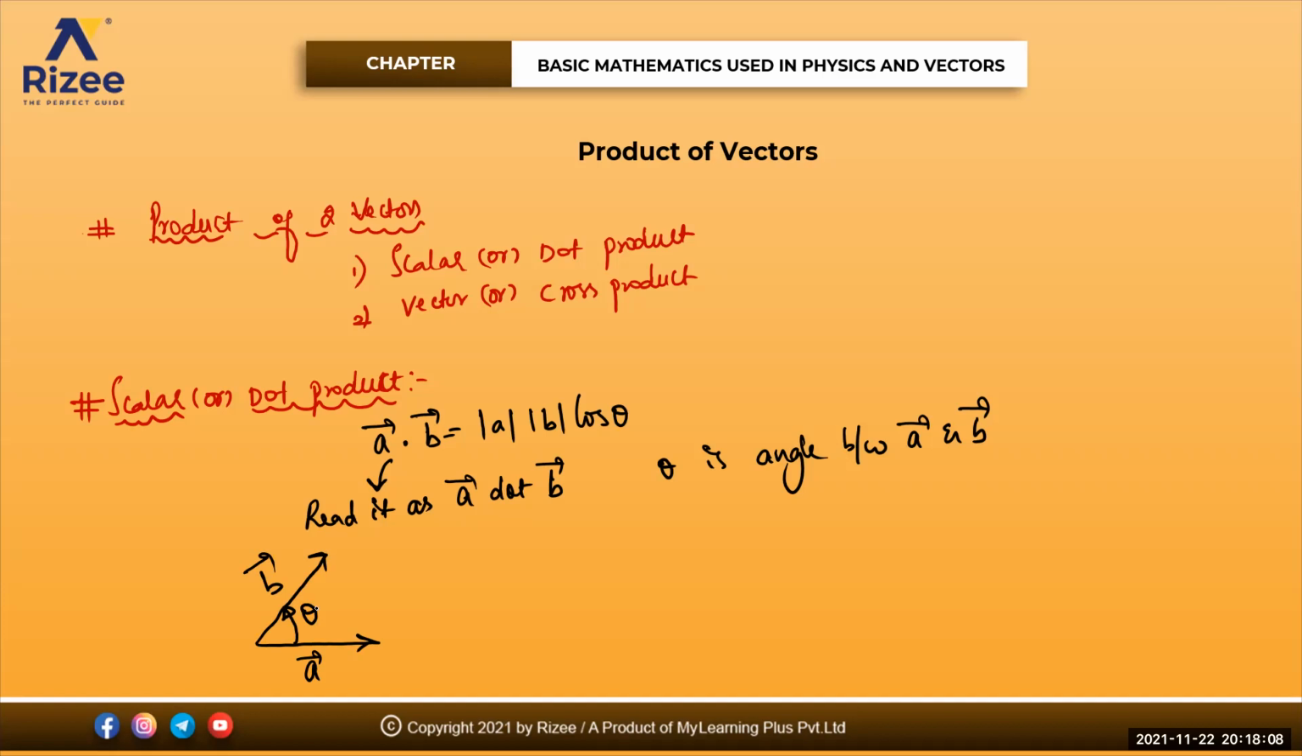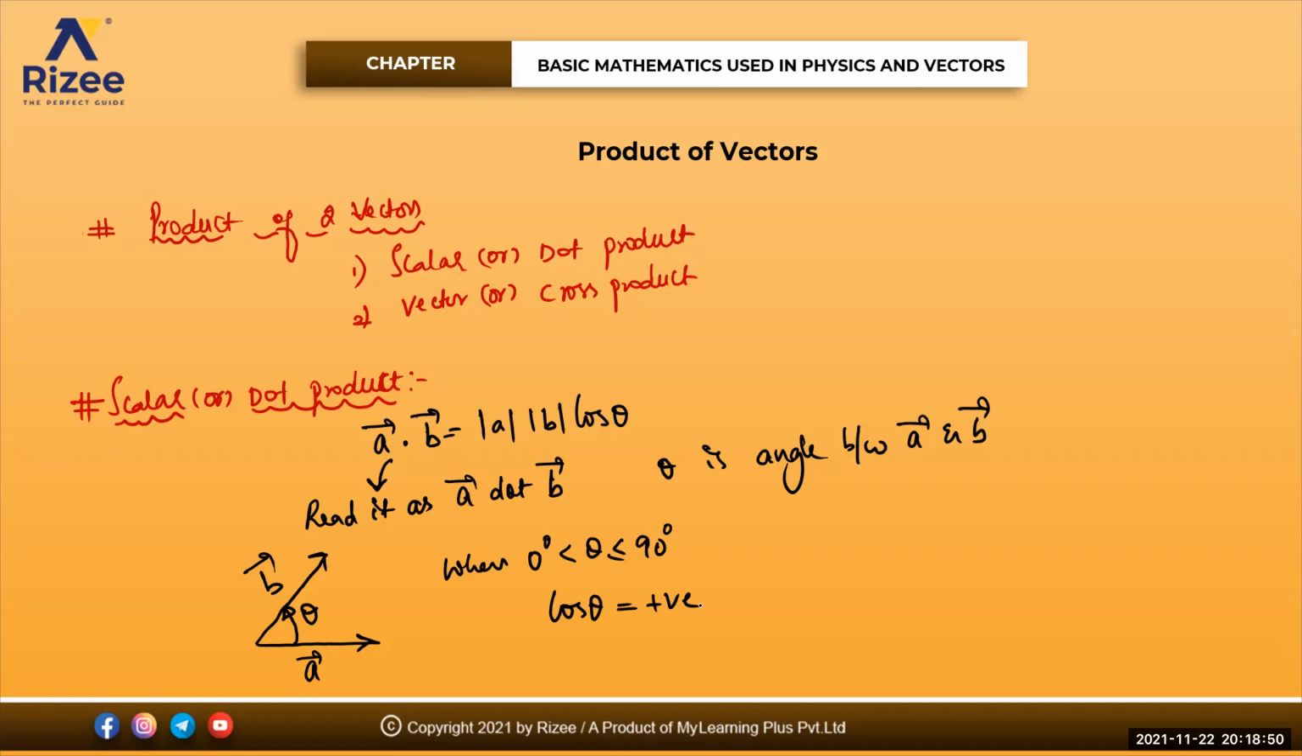When angle is lesser than 90 degrees beta, it will be positive. When theta is lesser than 90 degrees, cos theta will be positive. Clear? If you are having theta lesser than 90, cos theta will be positive. Any doubt in this one? So scalar product of any two vectors A bar dot B bar is equals to mod A mod B into cos theta, and theta is the angle between A bar and B bar. If theta is in between 0 to 90, cos theta value will be positive.